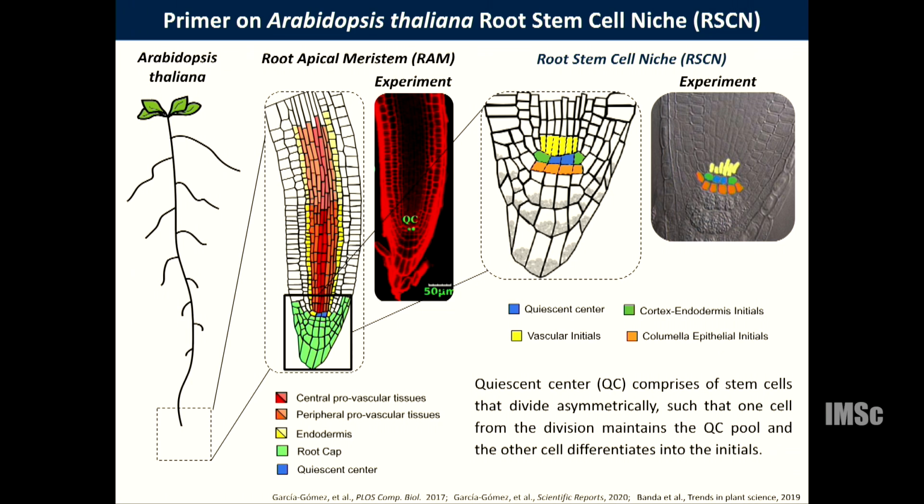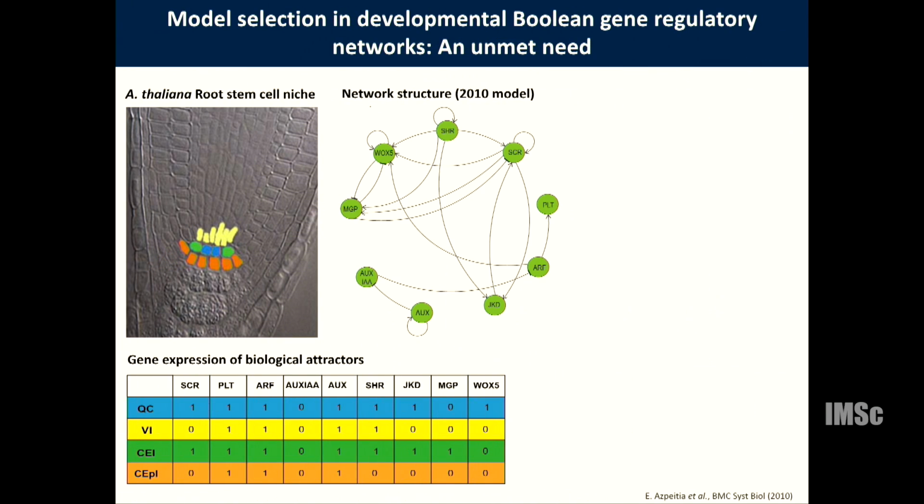Okay. So, the model which we started with is the 2010 model, their first model. They captured 4 of these cell types: quiescent center, cortex endodermis initials, vascular initials, and columella epithelial initials. Over the years, they have made this model more detailed by increasing the number of nodes, that is the components they capture, with newer interactions and also different cell types.